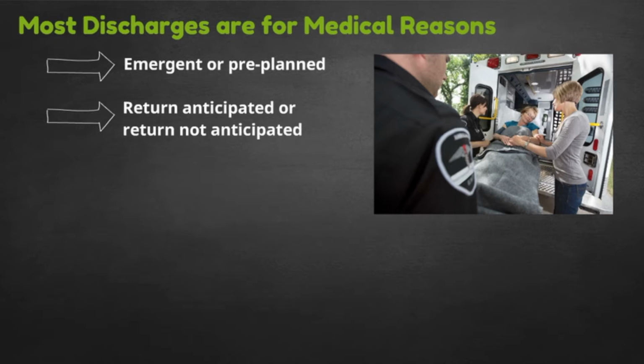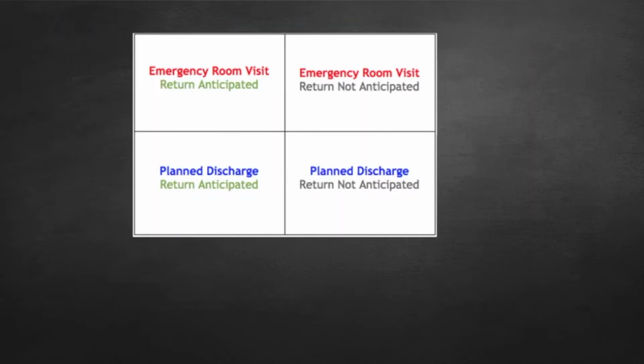So let's think of it like a grid. Today's video will concentrate on the squares on the right-hand side. We will start with the upper right square, emergency visit with return not anticipated.